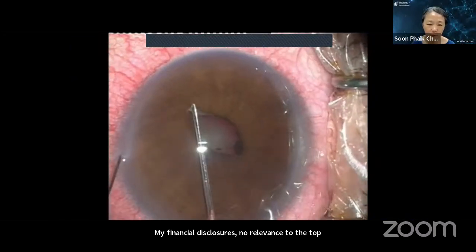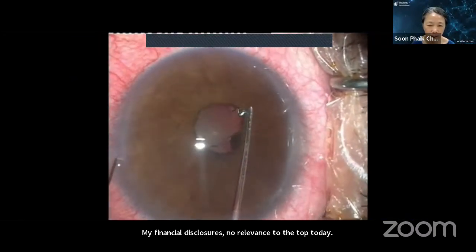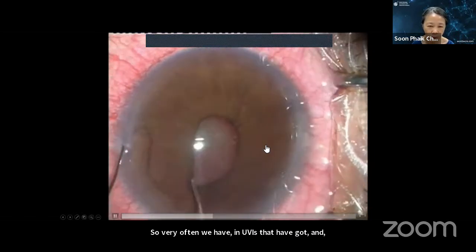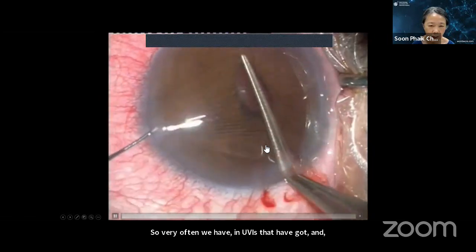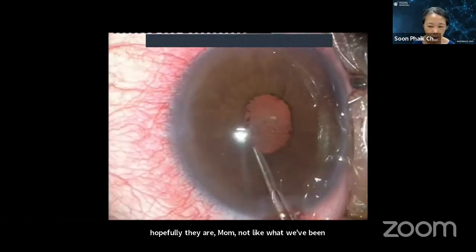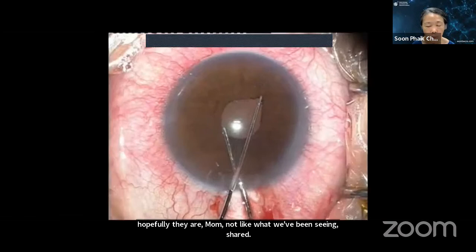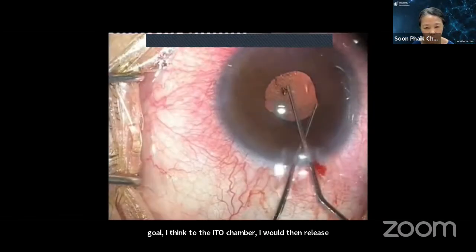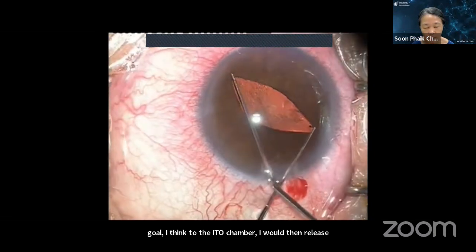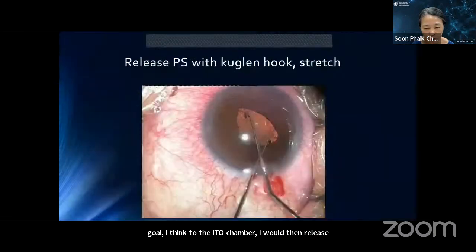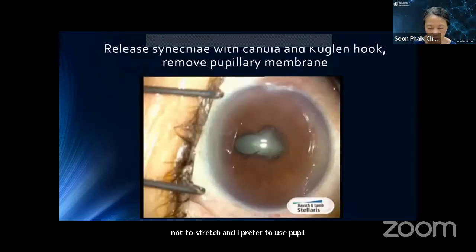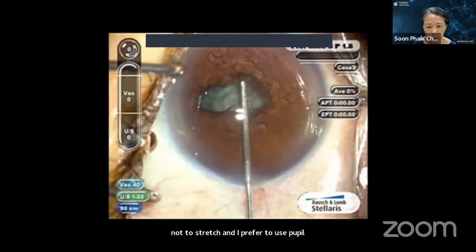So very often we have cataracts in uveitic eyes that have got synechiae, and hopefully they are mild, not like what we've been seeing shared. So if this is mild, you can see after injecting viscoelastic into the anterior chamber, I would then release the synechiae using a cannula or a Coughlin hook. And then if it is not scarred, I would stretch it. But very often today, I prefer not to stretch, and I prefer to use pupil expansion devices if it is not adequately dilated.